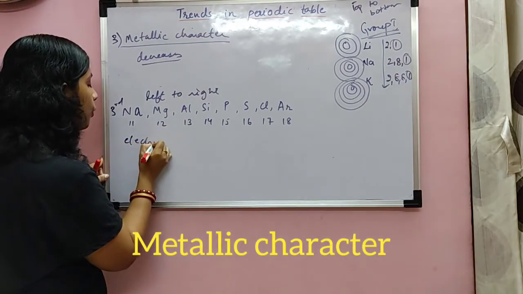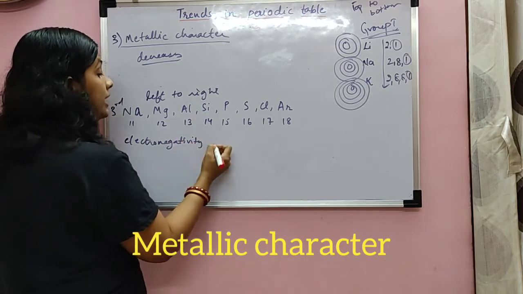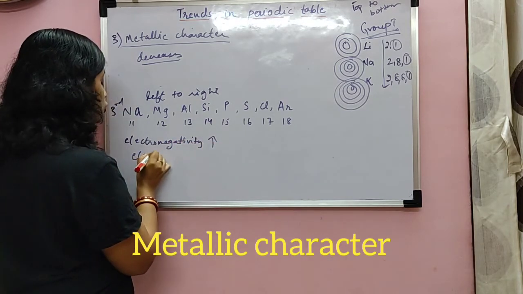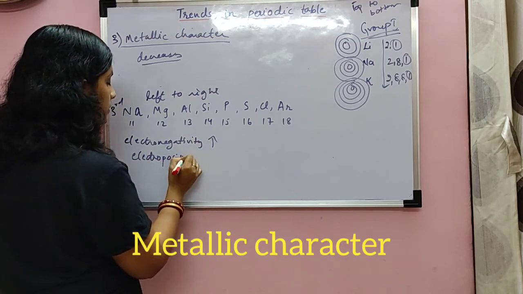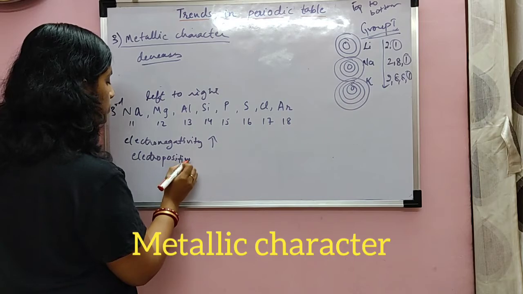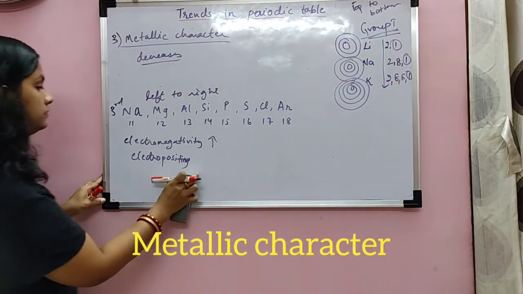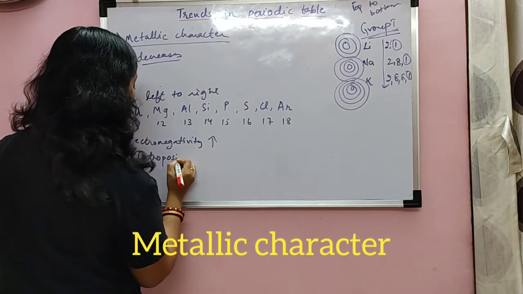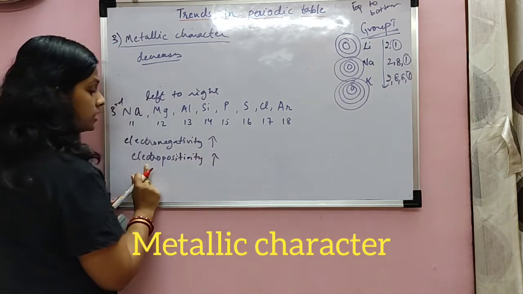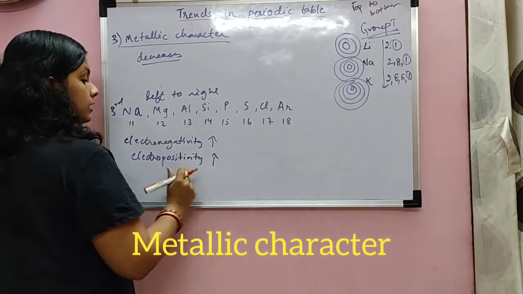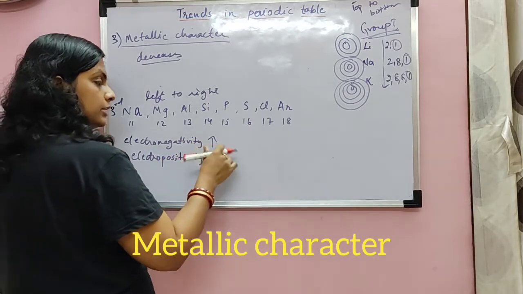Electronegativity increases and electropositivity decreases. Sorry, just a minute. Electropositivity decreases. So the tendency to lose electrons decreases and the tendency to gain electrons increases.